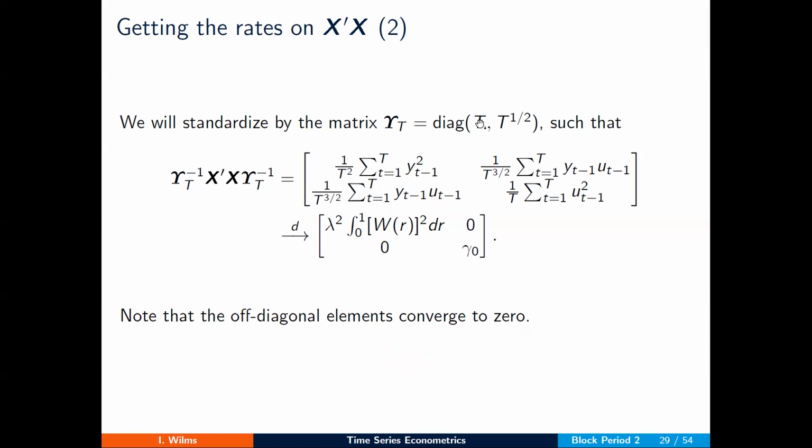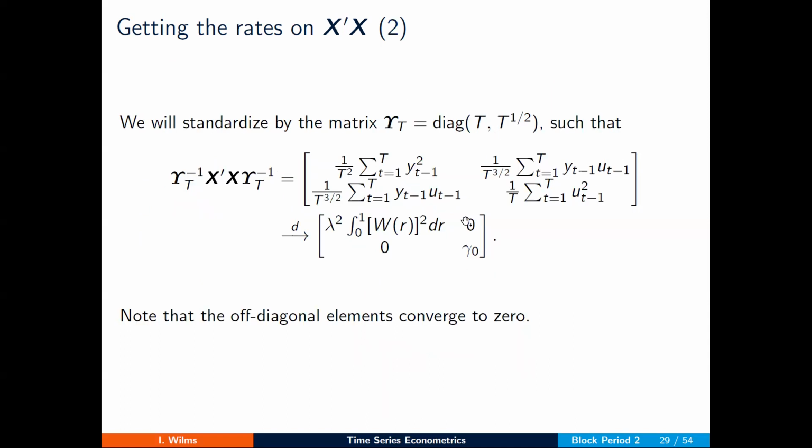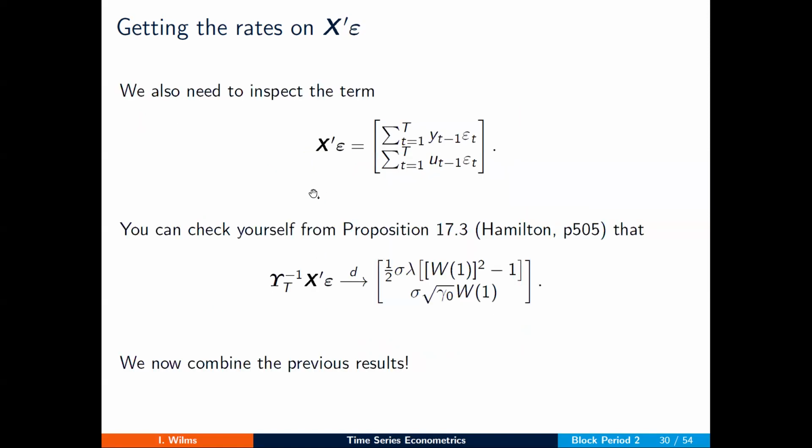So we set up the scaling matrix. I introduce the appropriate scaling based on the terms here on the diagonal. And I've already put the limiting distributions in place. Note that we have too much scaling on these off-diagonal guys, so they go to 0. Finally, we also use the upsilon, the scaling matrix, to introduce the scaling for the cross product of X and the error terms. You can check for yourself that this limiting distribution then follows.